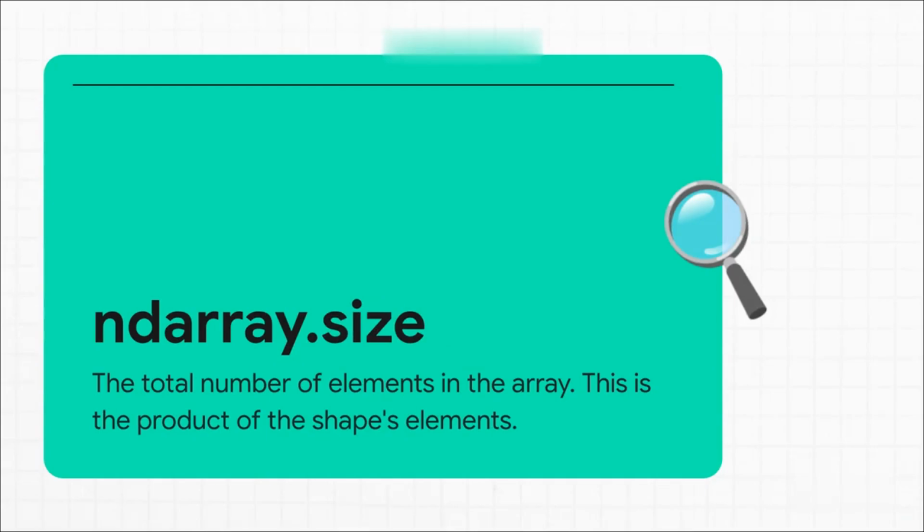Next, we have size. We've already seen this one. It's the easiest of all. It's just the total number of elements, period. It doesn't care about rows or columns or any of that structure. A 3x4 table? The size is 12. It just gives you the grand total.